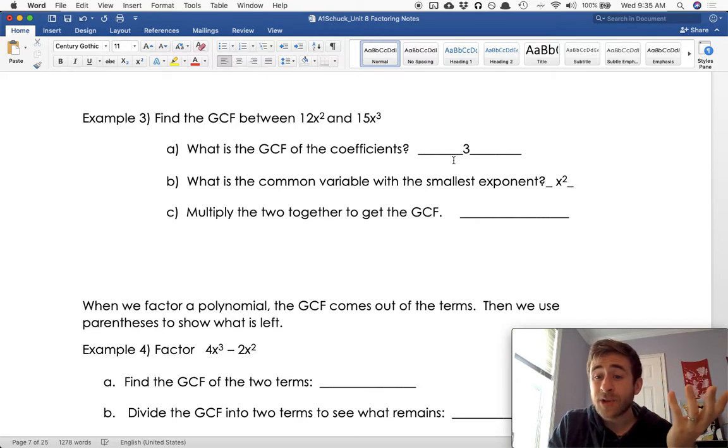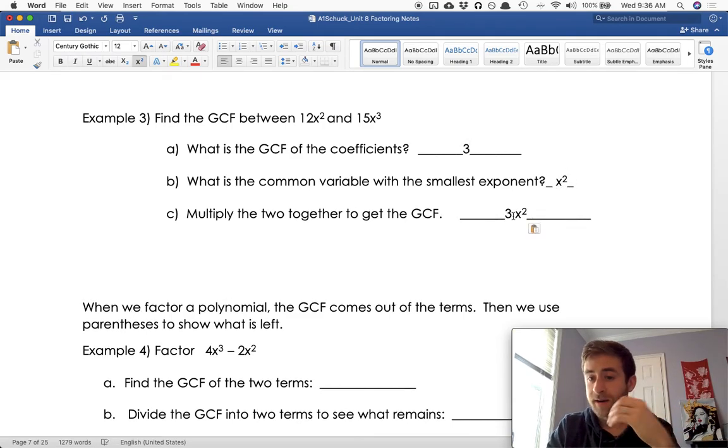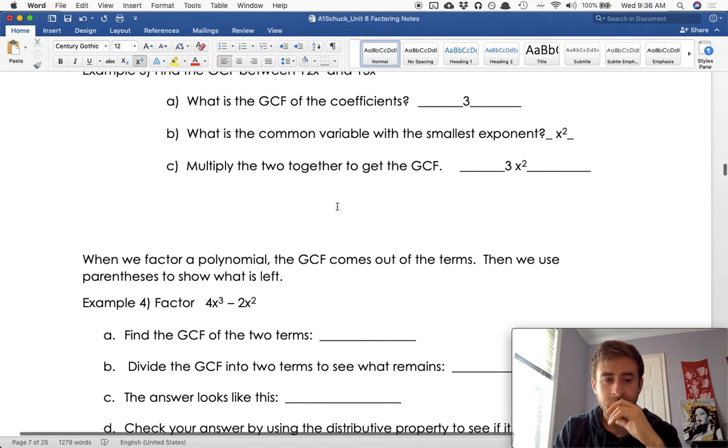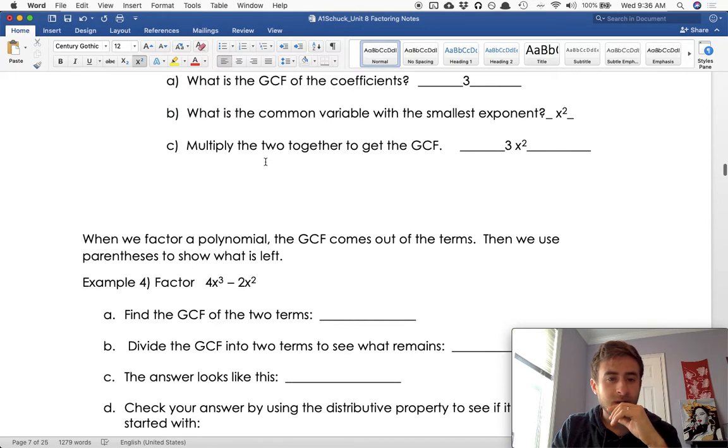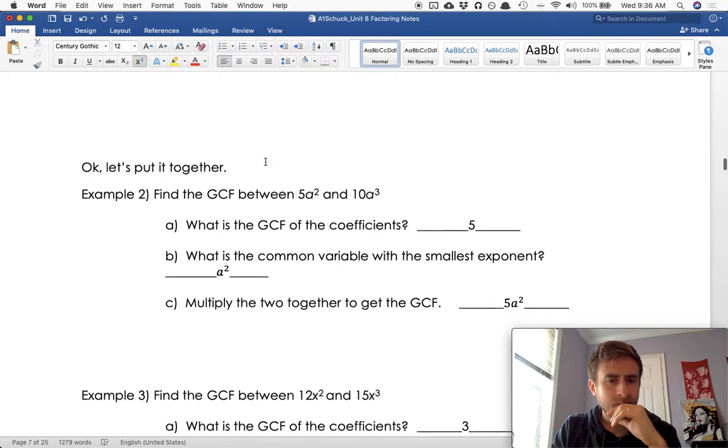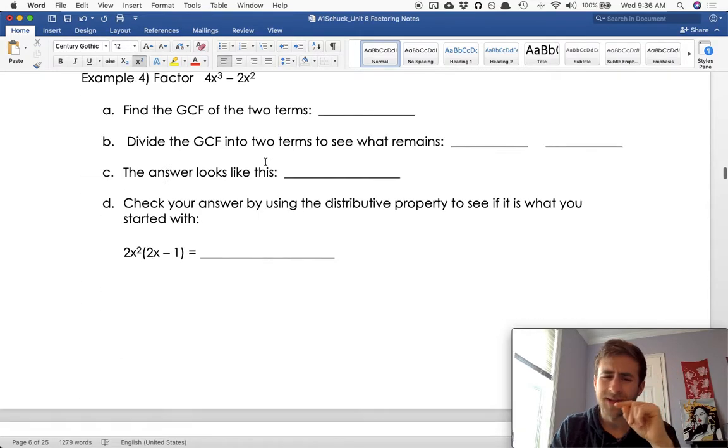Okay. And then you just combine your coefficient part with your variable part. So I'm going to have 3x squared as my total GCF for these two terms. So that was example 3. Wait, what? Oh, example 1. Yeah. Okay, let's keep going.